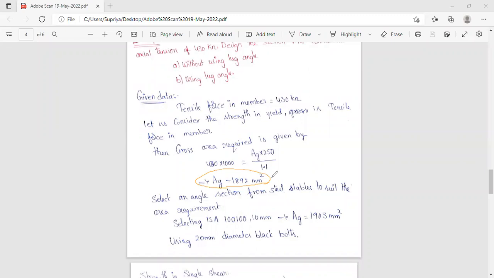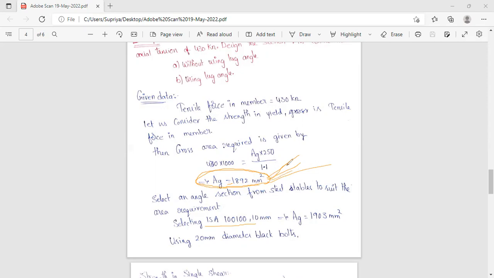Okay, so we got the area. So based on this area, you have to choose an angle section from the steel tables. Open the steel tables, I mean the code book, in the end there are also angle sections. So open that and select an angle section which is equal to the area. Okay, it can be equal, but more area, nearly equal you have to consider, but not less than 1892 mm square. It should not be less, it can be more. Whichever is near 1892, that section we will consider as the lug angle.